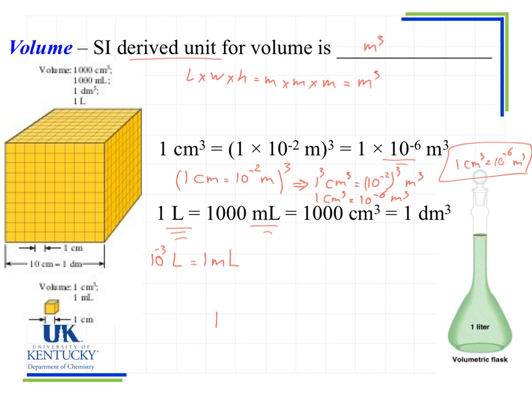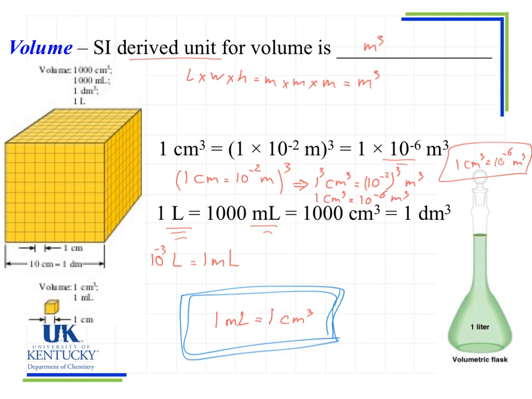But the equality that helps me go from liter world to length cubed world is this. So I know that 1 milliliter is 1 cubic centimeter. That's the most important equality for the volume for chemistry world into SI world. So liter is not an SI unit. So what is the SI unit for volume? It is cubic meter.